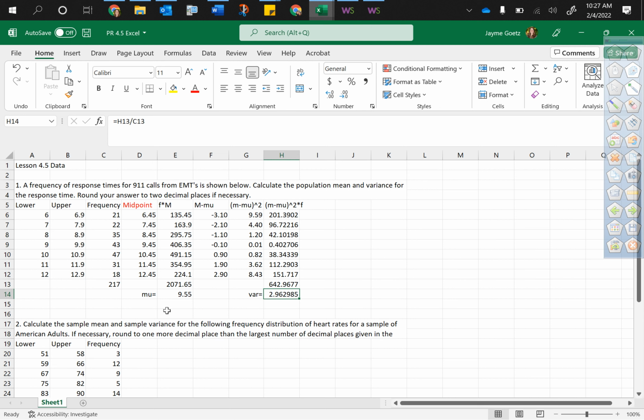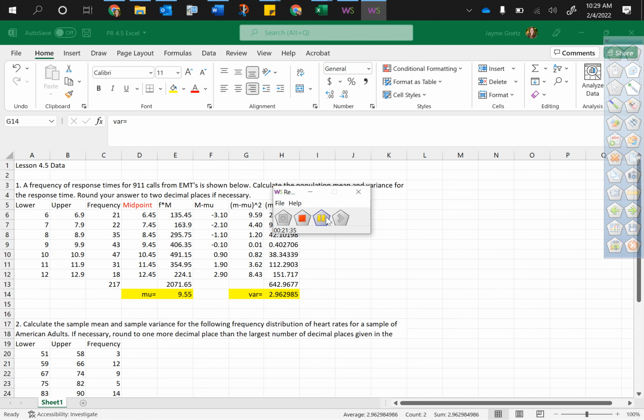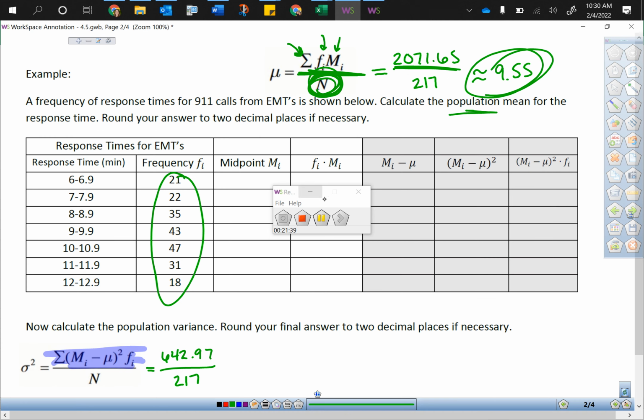And then something that you are going to have to do on your test that you should get used to now is whenever you find an answer, highlight it. So I say the mean is 955, the variance is 2.96. So that means my variance here is about 2.96.